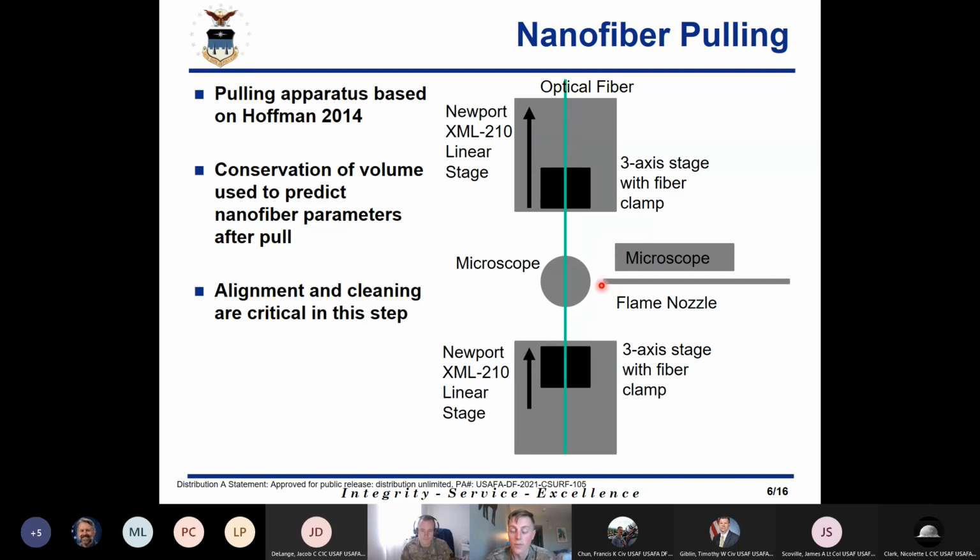A few of those parameters, like the flame width. Obviously the flame isn't just a single point in space, and that influences how quickly the fiber is stretched across that flame. Also, one of the things we have to be careful about is how close the flame nozzle actually is to the fiber. The flame is not a perfect cylinder or perfect rectangle in space; it changes diameter as you move closer or away from the flame nozzle. So that's just something we have to be careful of.